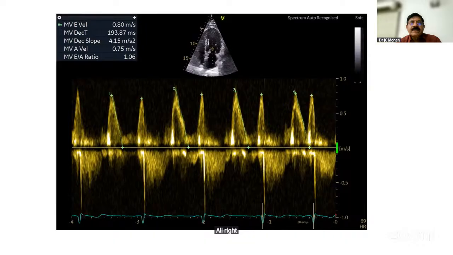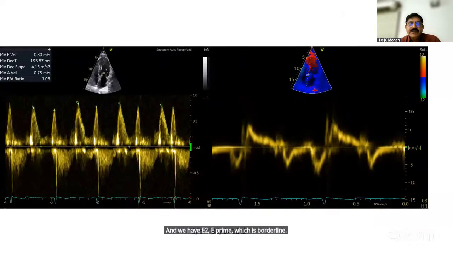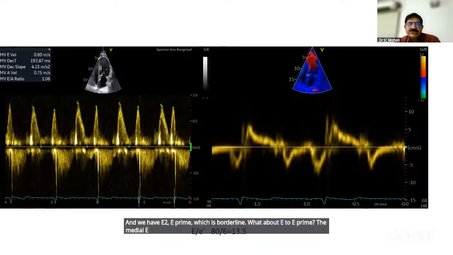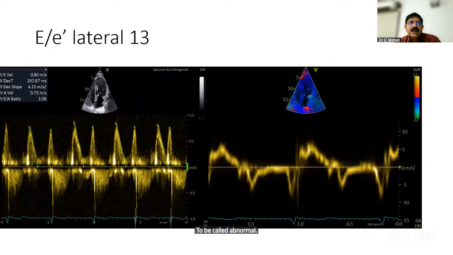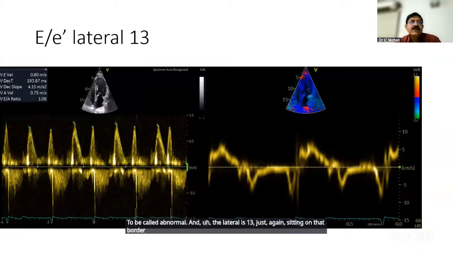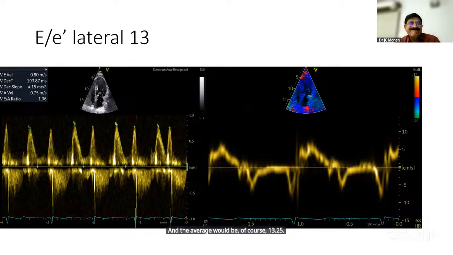All right. The issue actually is that we have got one criterion, E prime, which is borderline. What about E to E prime? The medial E to E prime is 13.5, it should be more than 15 to be called abnormal. And the lateral is 13, just again sitting on that border. And the average would be, of course, 13.25. We are just sitting on the border in everything.